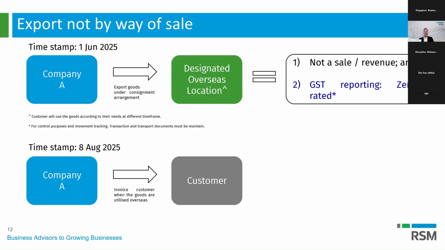So for GST reporting purposes, again using your chat function, do you think there's a need to report as a zero-rated supply again? In your chat function, indicate yes if you think so. If you don't think GST reporting is necessary, just indicate no.